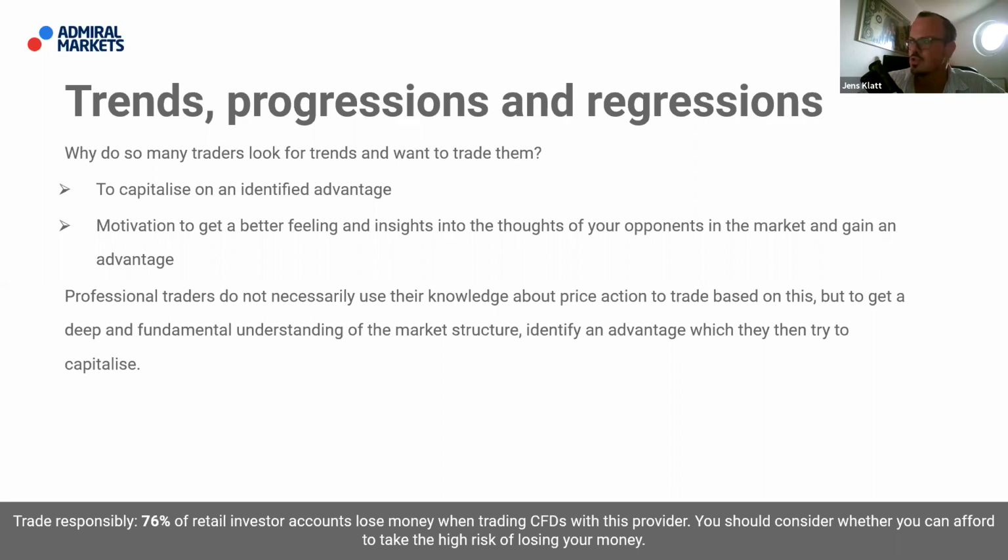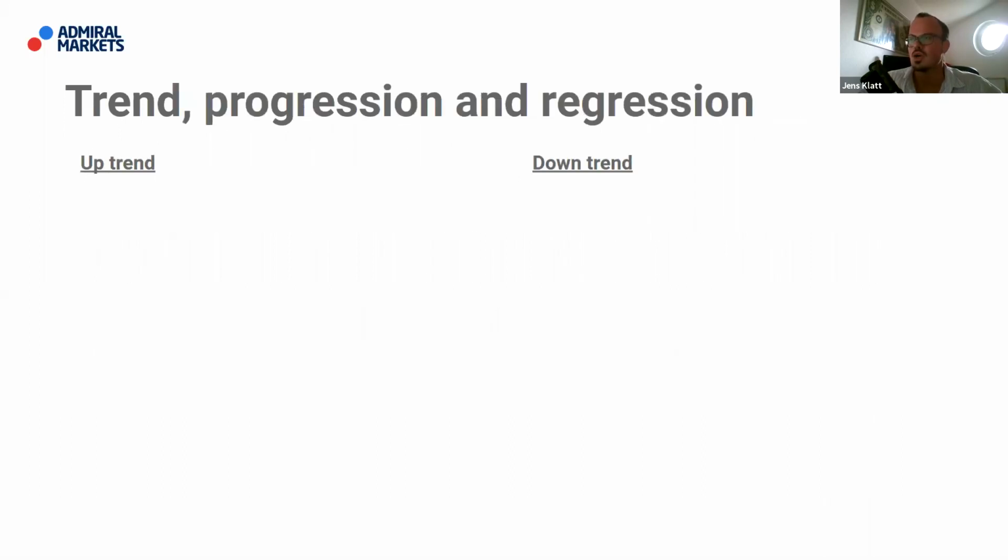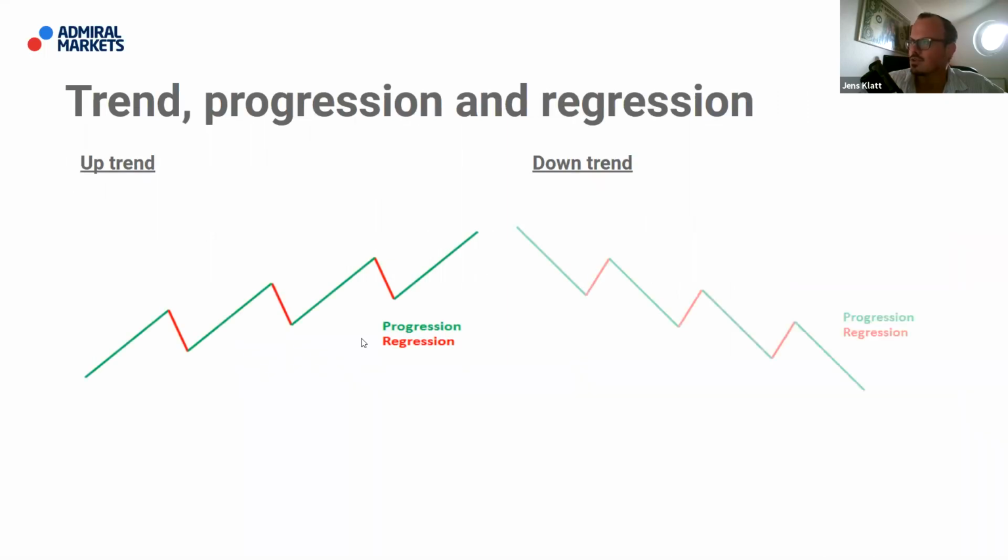But you can also use this knowledge here to get a deeper and even fundamental understanding of the market structure, of what's going on here, and you can identify an advantage which you then try to capitalize and trade based on, and increase the chances of being profitable within your trading. So now let's start here with two graphics. It's an uptrend and it's a downtrend.